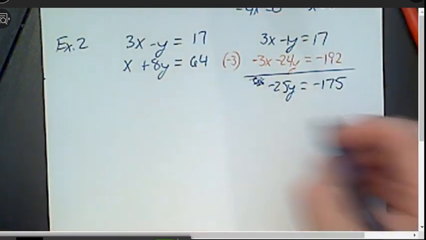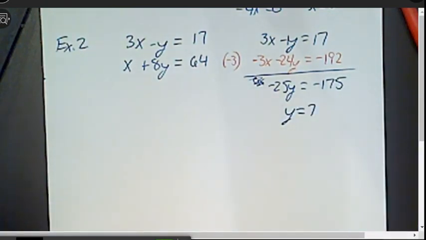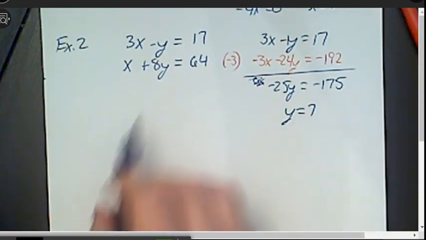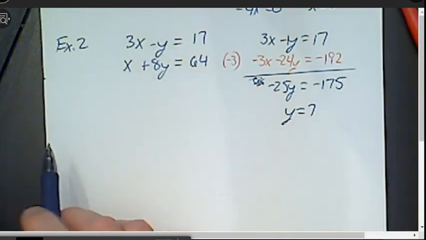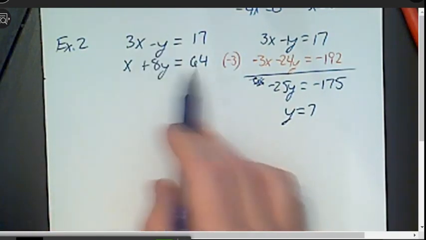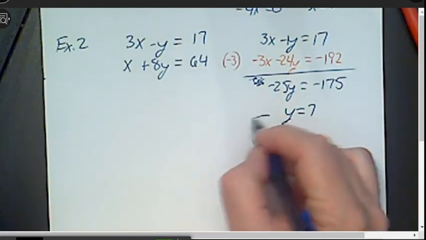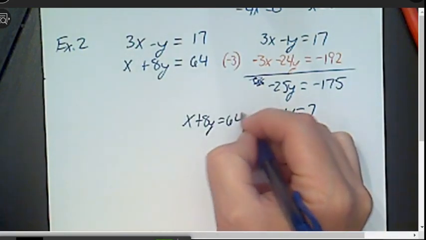Okay, divide those two numbers. So y comes out to be 7. Okay, so the y value is 7. Again, it doesn't matter where you plug it into, whether you go with equation 1 or equation 2. If you look at this one and you go, well, I'm not sure about the negative here, so maybe we'll take this equation. We're going to plug this into x plus 8y equals 64.